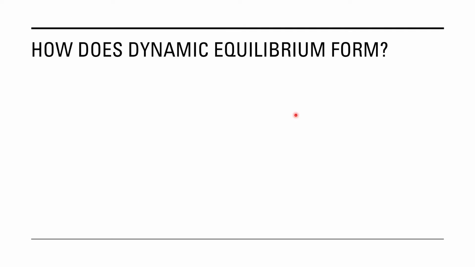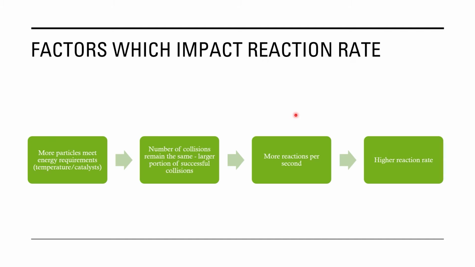Let's get into it. Now, the first question that I want to be focusing on is how a dynamic equilibrium actually forms. And to explain that, we need to be looking at reaction rate, and in particular, things that will change the rate of reaction. So these are things that we've already looked at when we looked at collision theory in Module 3.